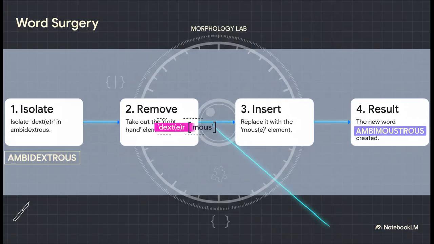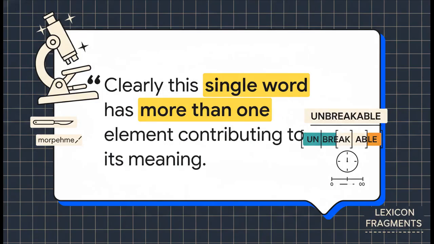What happens next is like a tiny little surgical procedure on the word itself. First, we identify that middle part, dexter, which is related to the idea of the right hand. Then we just snip it out, remove it completely. And in its place, we precisely insert a new element, mouse. And voila, we've created our new word, ambimoustrous. And that little operation just showed us something huge. It proves that a single word isn't always one solid, unbreakable thing. No, it often has internal parts, different pieces that each bring their own meaning to the table.